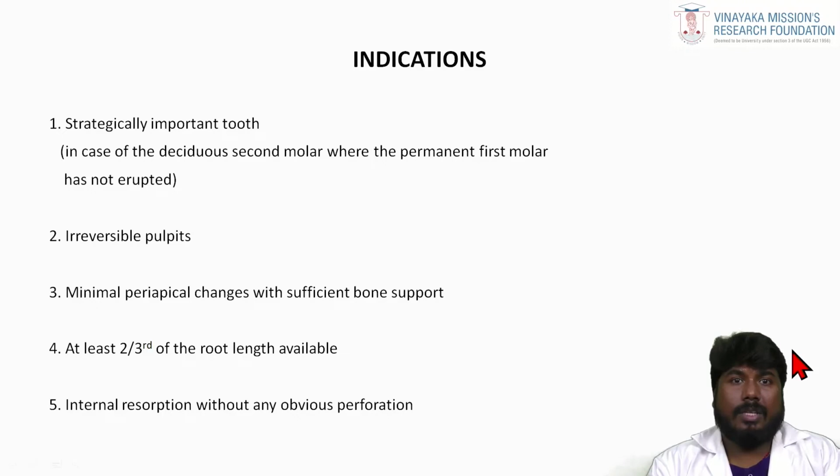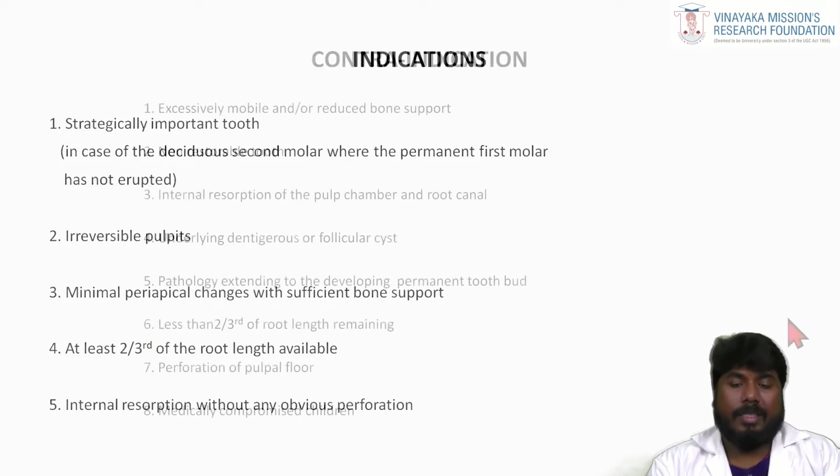Indications, in which teeth can we do pulpectomy? Strategically important tooth, irreversible pulpitis, minimal periapical changes with sufficient bone support, at least 2/3 of the root length must be available, internal resorption without any obvious perforation.